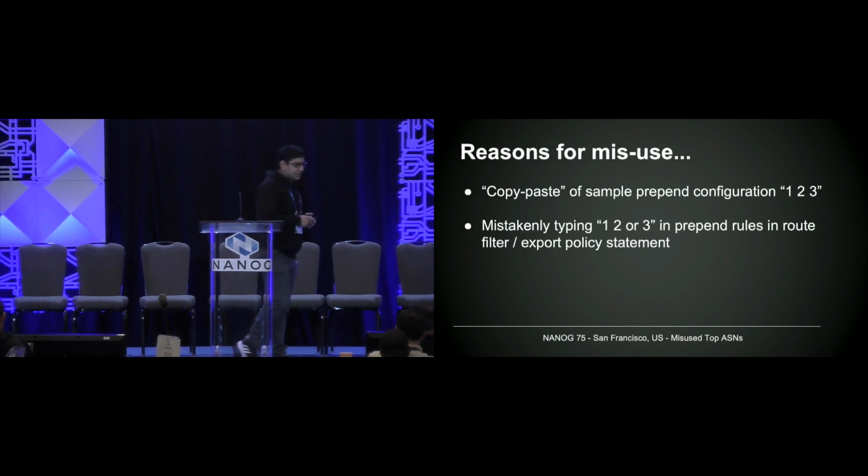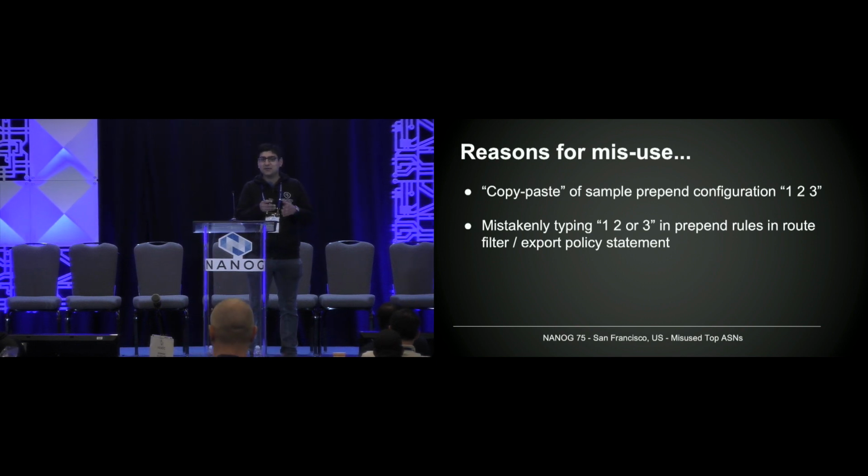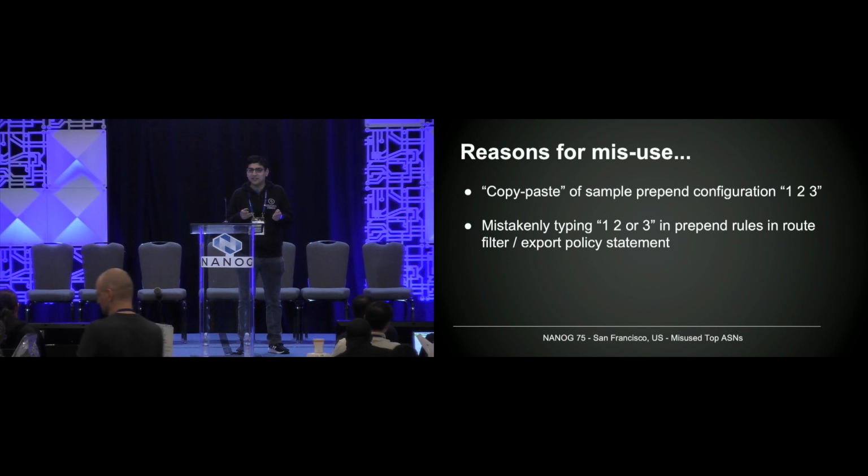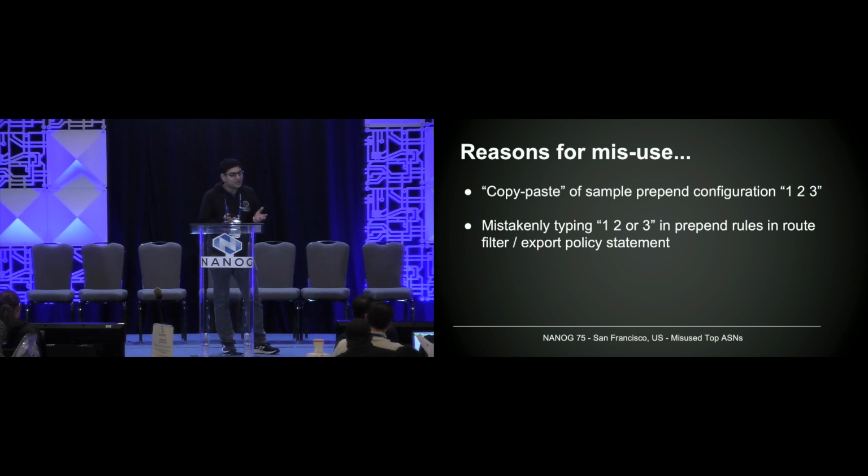So how are they misused? Well, a lot of people just copy-paste the sample prepend configuration. A lot of configuration just says prepend your ASN twice or thrice, and it puts 1, 2, and 3. People just copy-paste and put them in the router. If you don't believe me, I have some dumps to actually show that. People also write 1, 2, or 3 in the prepend rules.